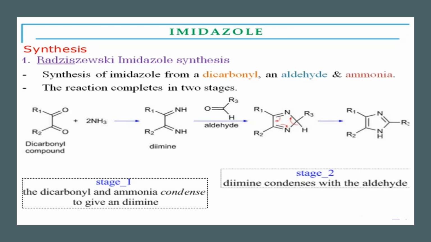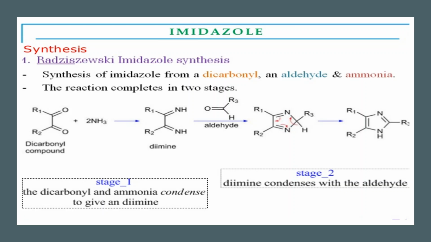In case of pyrazole, it was a 1,3-dicarbonyl. In case of imidazole, it is a 1,2-diazole. It is a 1,2-dicarbonyl compound, that is, a dicarbonyl compound at 1 and 2 adjacent carbons. This reacts with ammonia to form a diimine. That is your first step. That is condensation between dicarbonyl and ammonia.